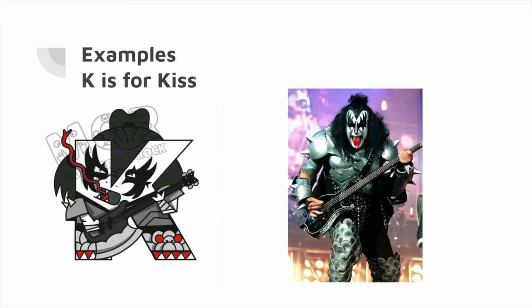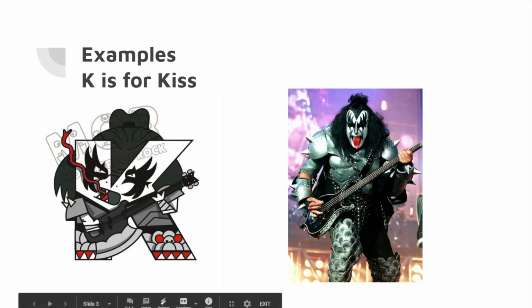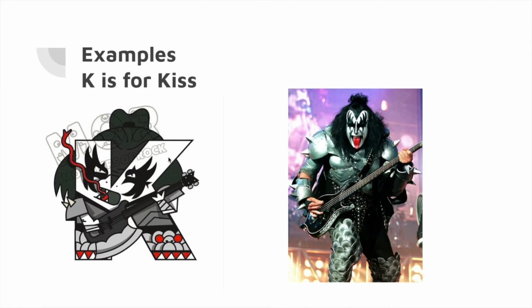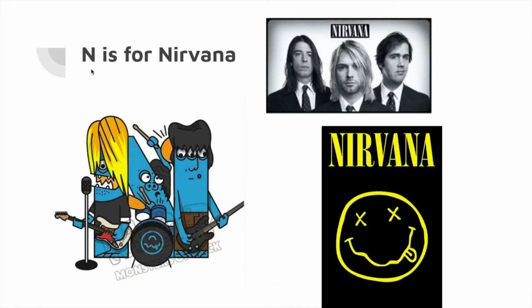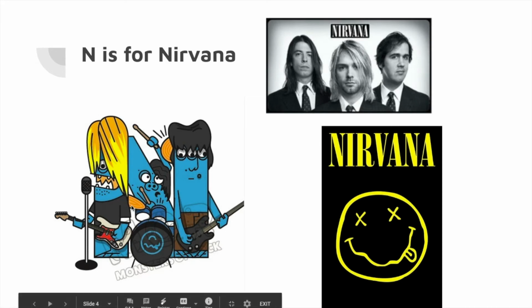So some of his examples are K is for Kiss, and you can see the similarities between his drawing and the musician that he was using for the example. So you've got Gene Simmons from Kiss with his crazy long tongue and his black and white face paint. Then we've got N for Nirvana, a rock band from the 90s with Kurt Cobain. You can see Kurt singing with his guitar and his yellow hair.